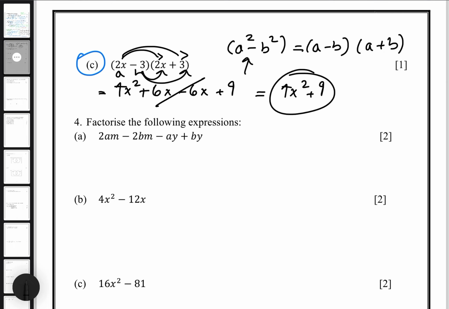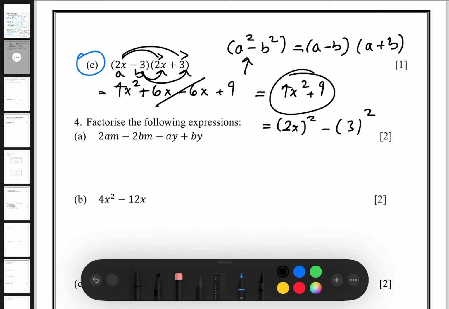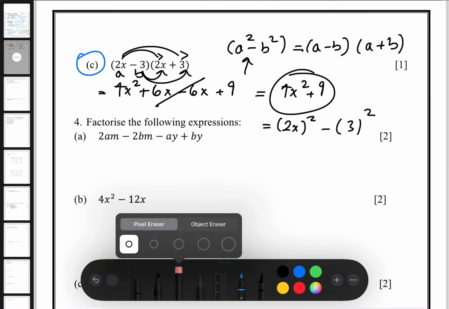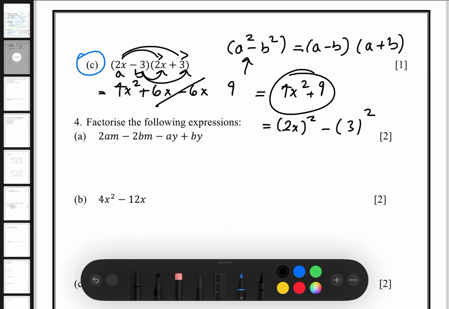Because you know this is a and this is b, right? So you could have written it from the beginning as 2x to the power of 2 minus 3 to the power of 2. And that would have left you with, sorry, this is going to be minus 9. I wrote positive 9 there, that's minus 9. So the answer here is minus 9. That would have left you with 4x squared minus 9, which is exactly what you would have gotten if you had done it manually. But here we're using an algebraic identity for it.